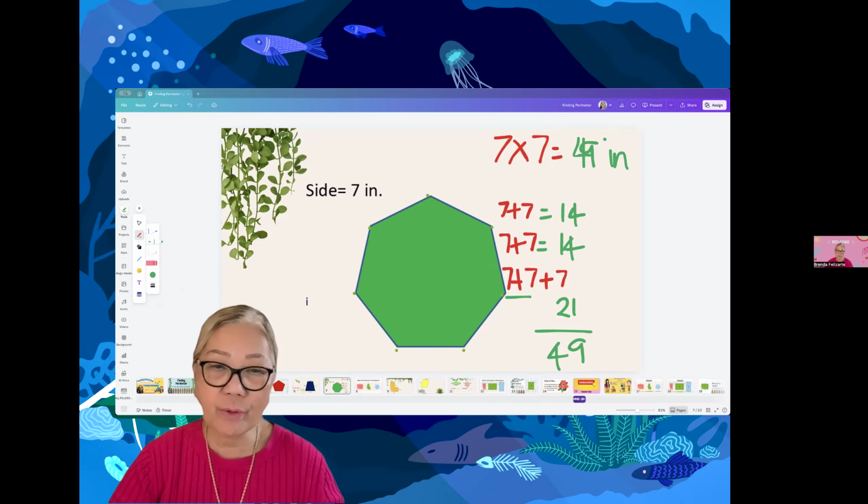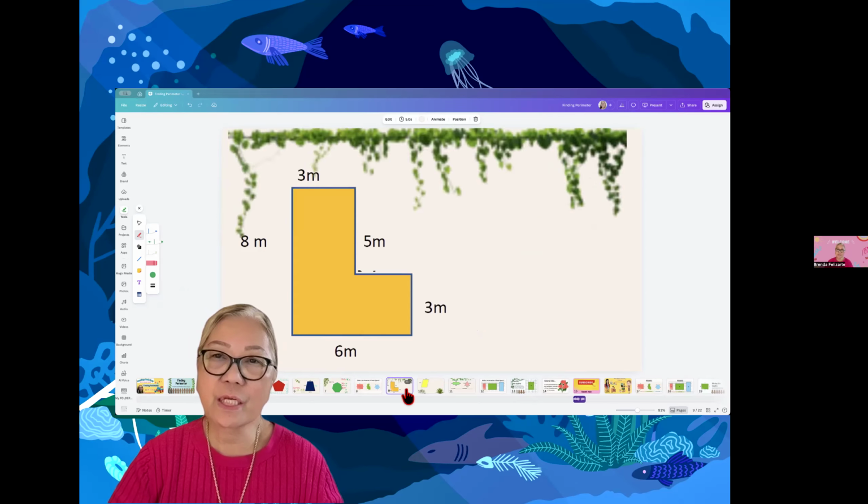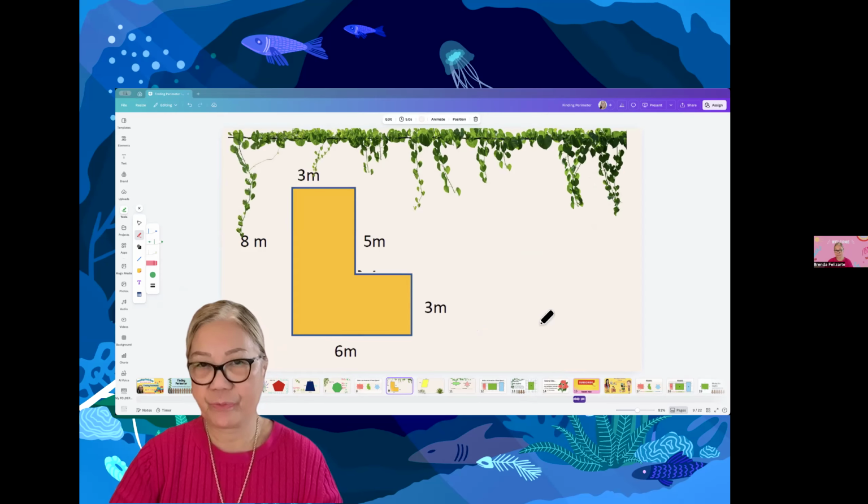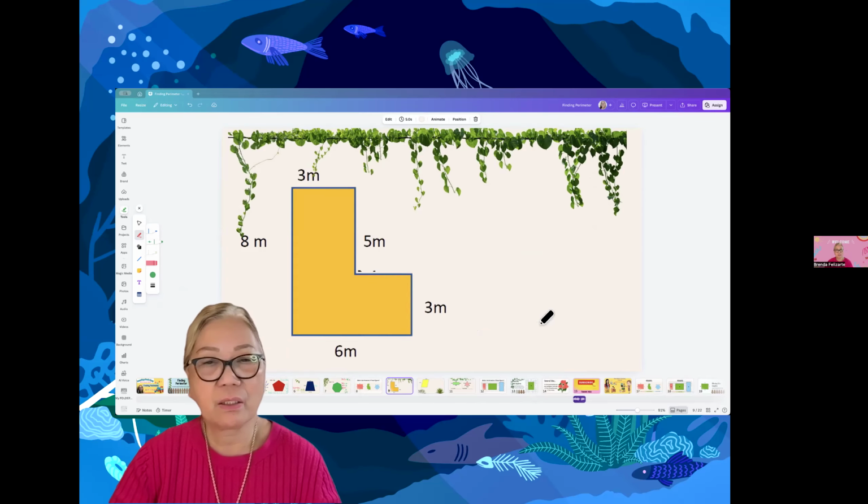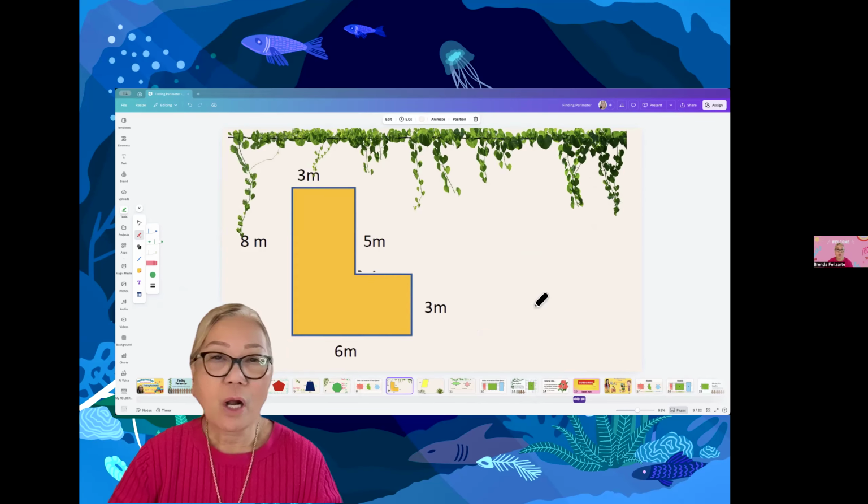Is it clear now? All right, let's start with this one. This is L. So all you have to do is add all the lengths. So you start from 3.